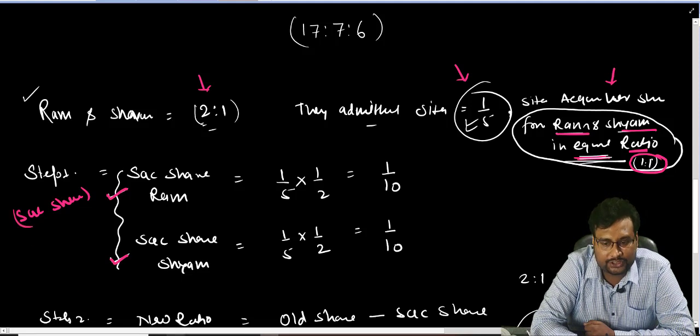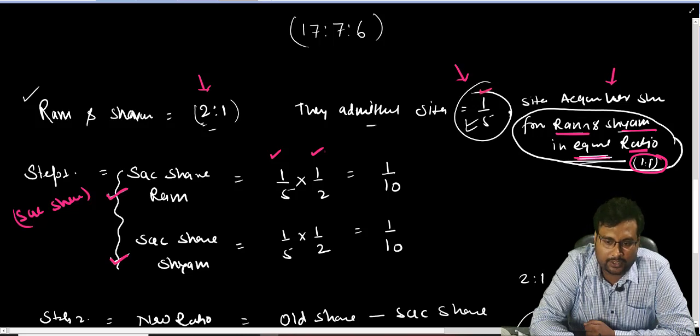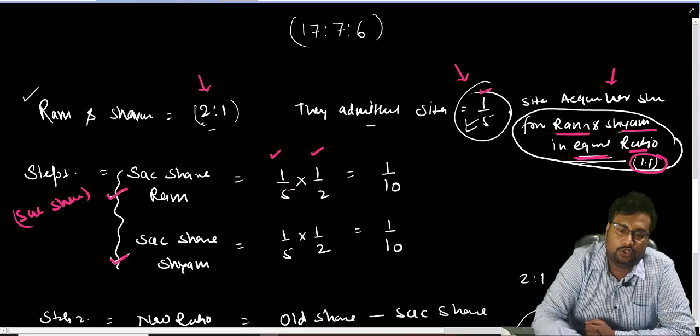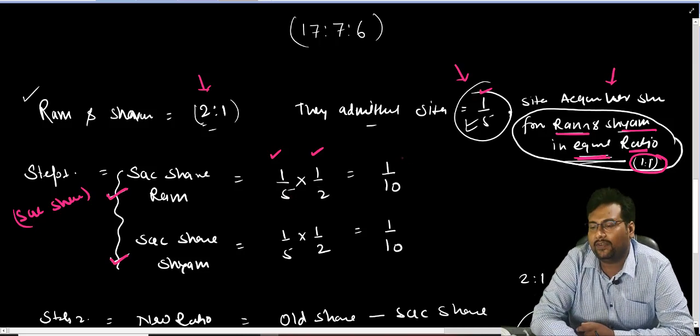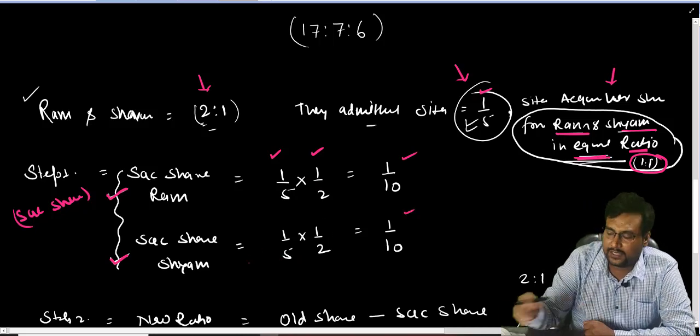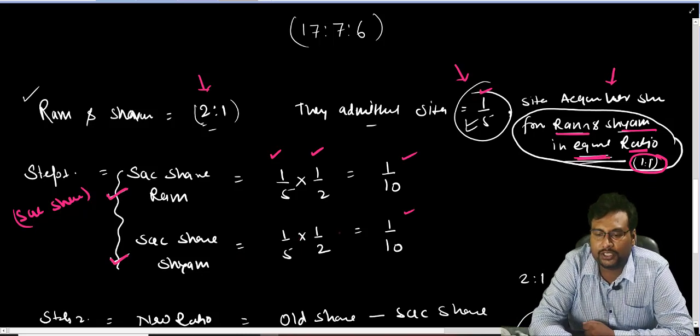So first we have to find out the sacrificing share, and the sacrificing share formula we know: new partner share into sacrificing ratio. So here new partner share is 1 by 5 and sacrificing ratio is 1 is to 1. So 1 by 5, the new partner share, into 1 by 2, is 1 by 10. So Ram and Shyam both are sacrificing in equal ratio, 1 by 10 and 1 by 10.